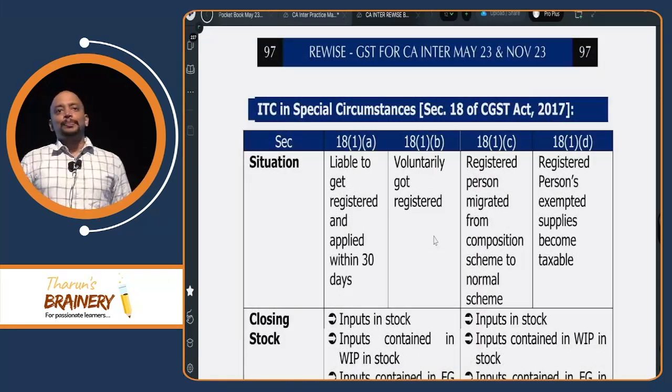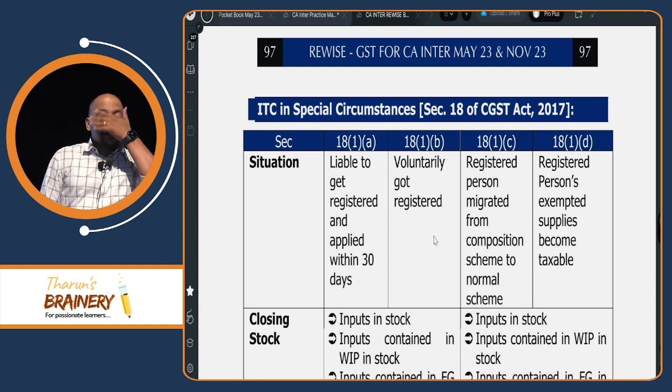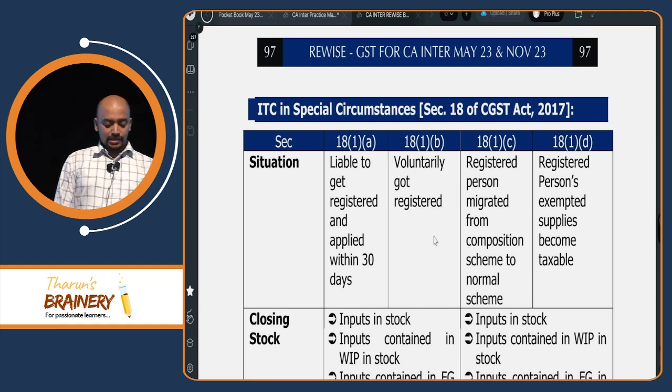Look into page number 97. So we have completed so far 4 sections in input tax credit.